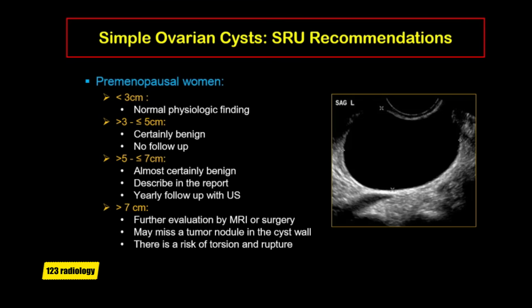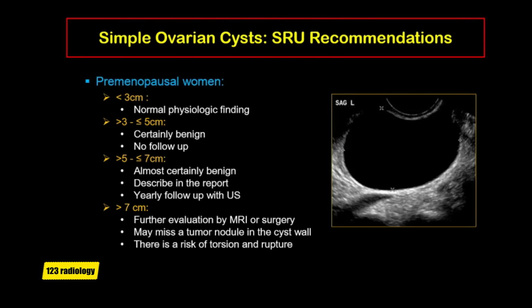How do we manage these ovarian cysts? In premenopausal women, simple ovarian cysts less than 3 cm in size are considered a normal physiologic finding. Cysts between 3 to 5 cm in size are highly likely to be benign. You just describe them in the imaging report and don't recommend follow-up.